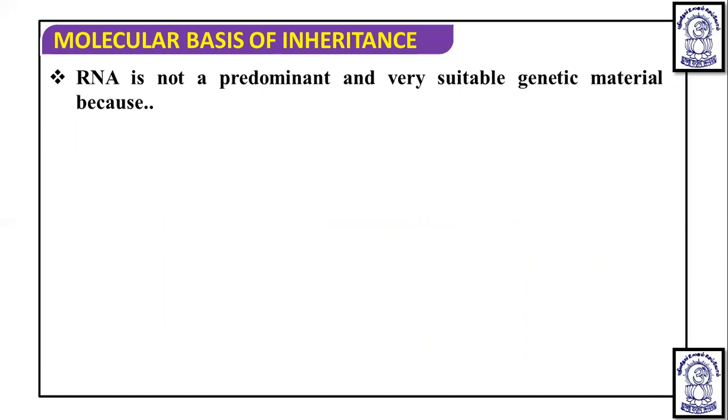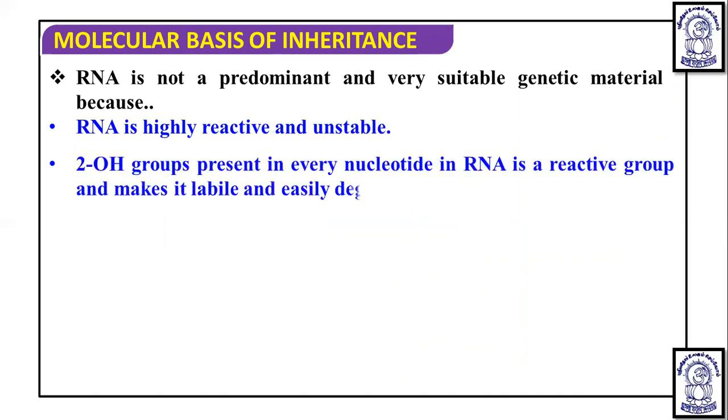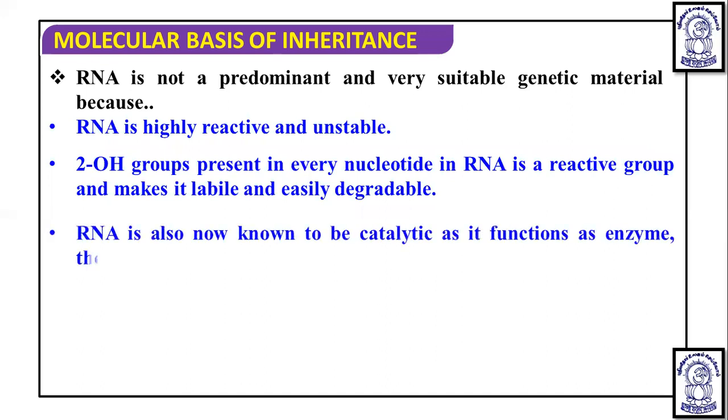Whereas if we talk about RNA in comparison to DNA, RNA is not a predominant and very suitable genetic material because RNA is highly reactive and unstable. Why is it highly reactive and unstable? Because it has a 2'-OH group on its pentose sugar. You will see the presence of the OH group in ribose sugar in every nucleotide in RNA, and it is a reactive group, so it makes it labile or easily degradable. Any molecule can react with this easily.